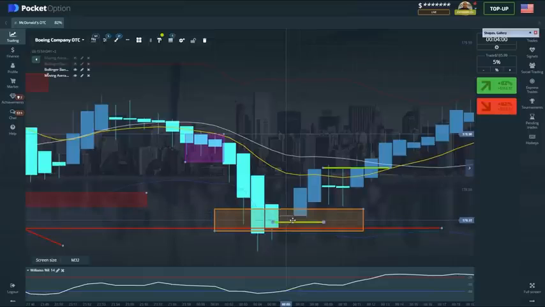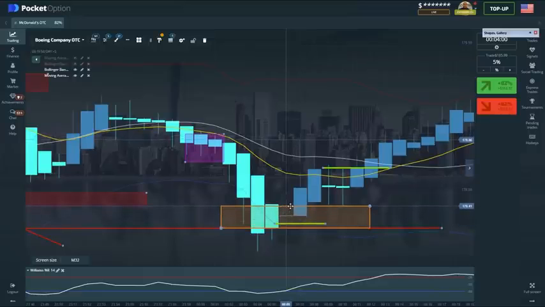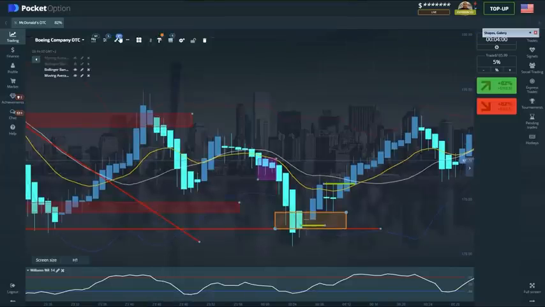I'm going to just move this back down right there. And then we're going to move that zone up. All right, let's add our other zone, which is going to be our orange box. Orange, 3, boom. Our other zone is going to be right there on our 14 moving average.